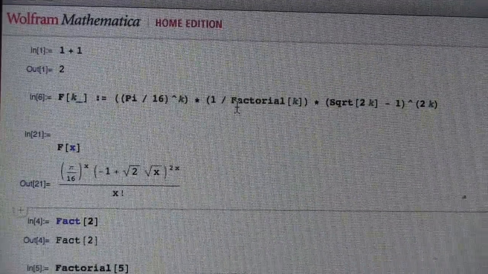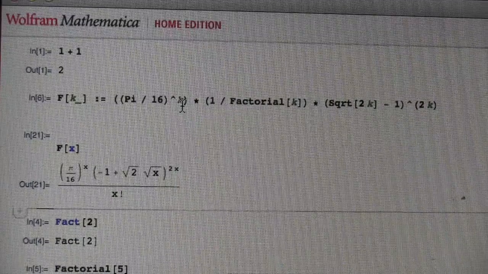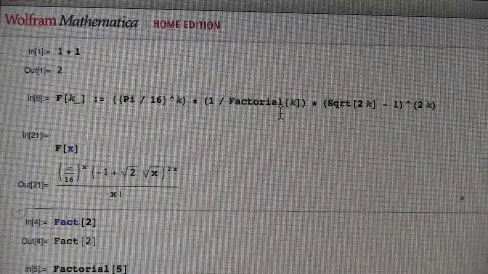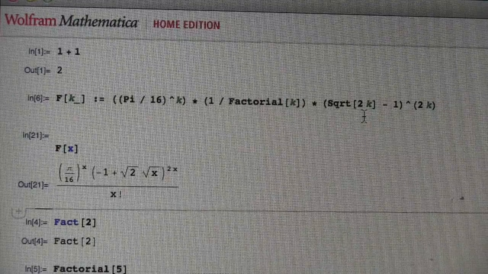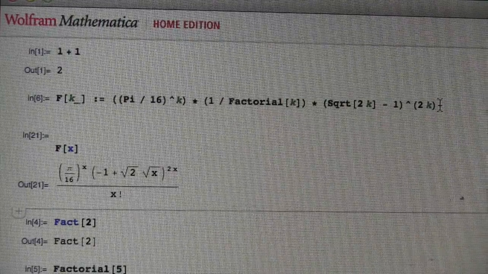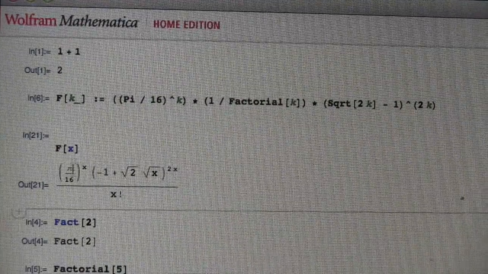Okay, so here's my formula. Pi to the 16 over k to the kth power, times 1 over factorial k, times the square root of 2k minus 1 to the 2k power. And we're looking at whether it's greater than 1.